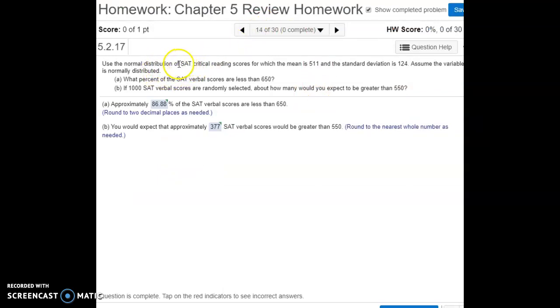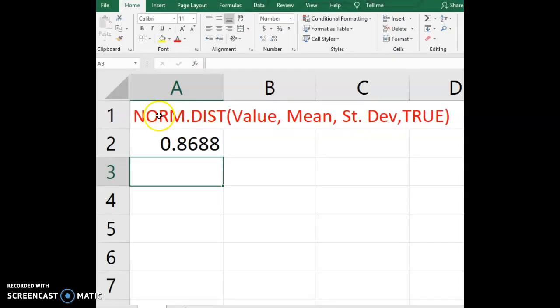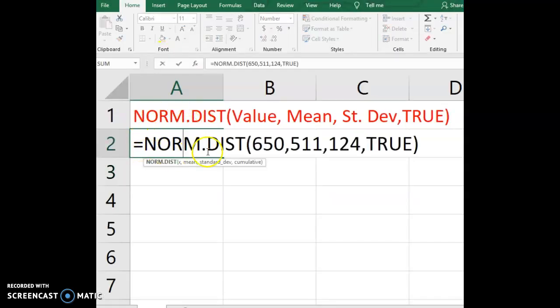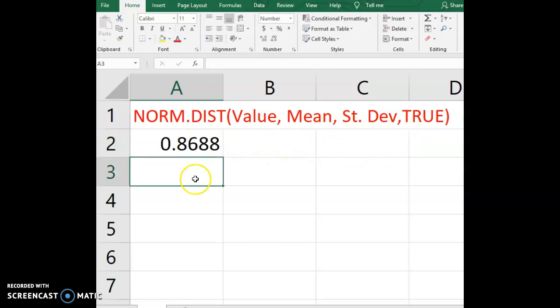For number 14, we have a scenario here. This example is about SAT scores. We're told it has a normal distribution. We're given the mean and the standard deviation. And first we want to find what percent of the scores are less than 650. So I'll use the formula equals NORM.DIST, type in that value, the mean, the standard deviation, comma, true, and it gives me the probability of being at that value or anywhere further to the left, anywhere less than.